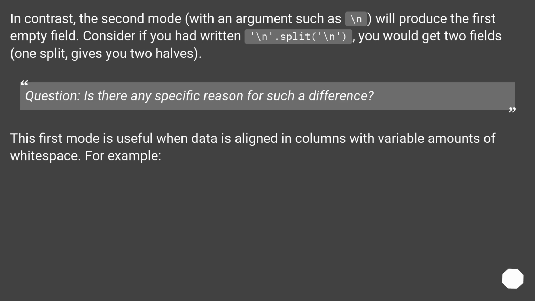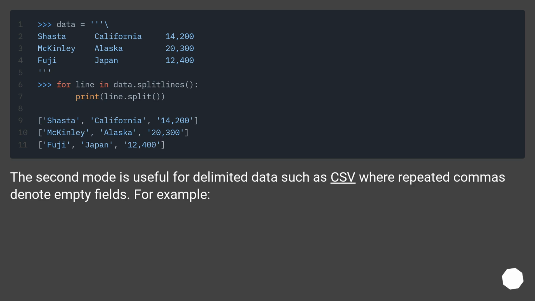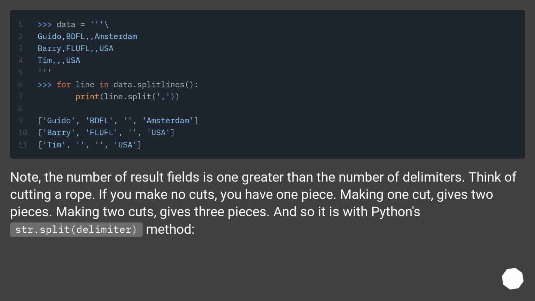This first mode is useful when data is aligned in columns with variable amounts of white space. For example, the second mode is useful for delimited data such as CSV where repeated commas denote empty fields. For example, note: the number of result fields is 1 greater than the number of delimiters.